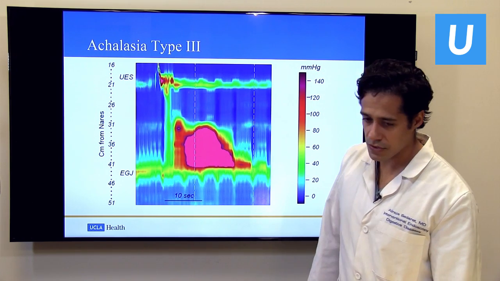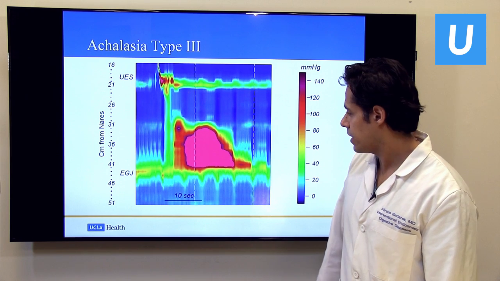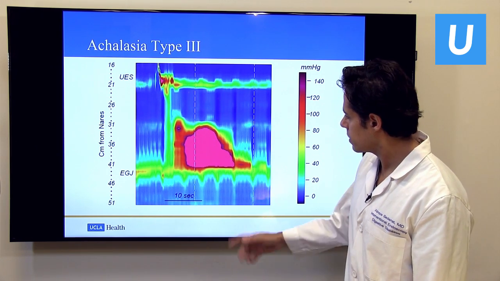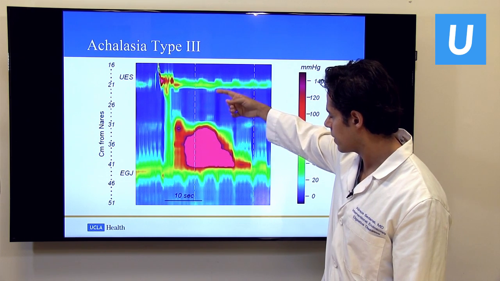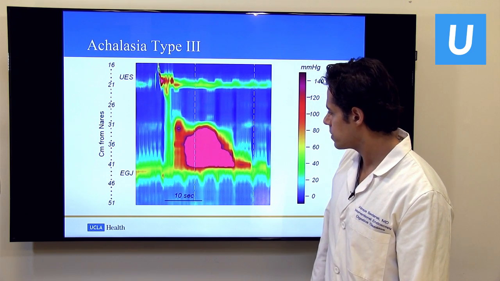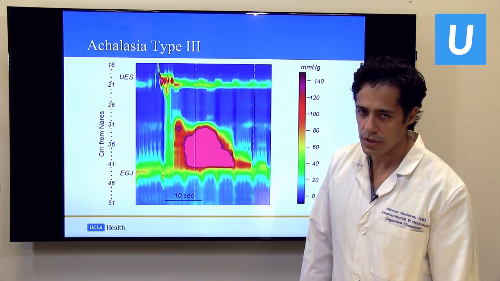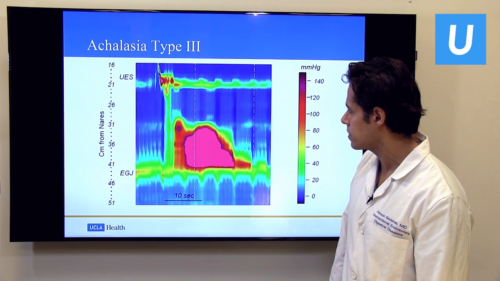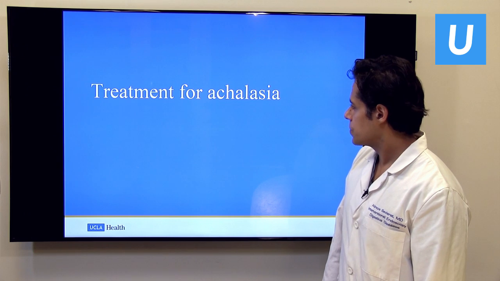So type 3 achalasia is also called spastic achalasia, and often patients with type 3 achalasia have chest pain. Type 3 achalasia is important because the spasm goes very high. It was previously harder to treat with surgery until POEM came along and made it a little bit more effective to treat these patients. So what's the treatment for achalasia?